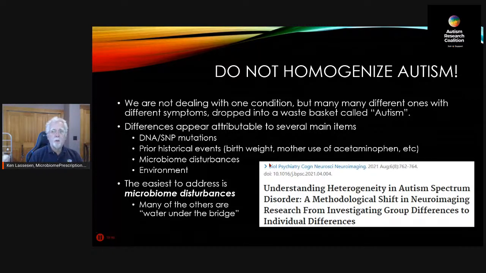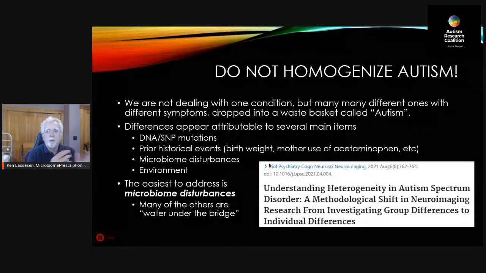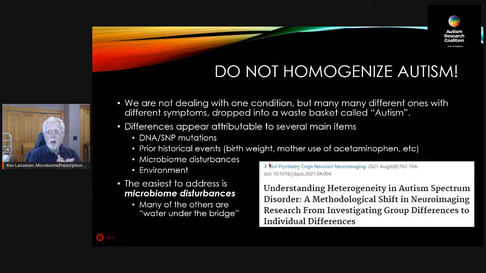We are not dealing with one condition. We are dealing with many different ones. And all these conditions are dropped into what I call a waste paper basket called autism, because it's nice and easy for MDs to refer to, just cluster things as one.